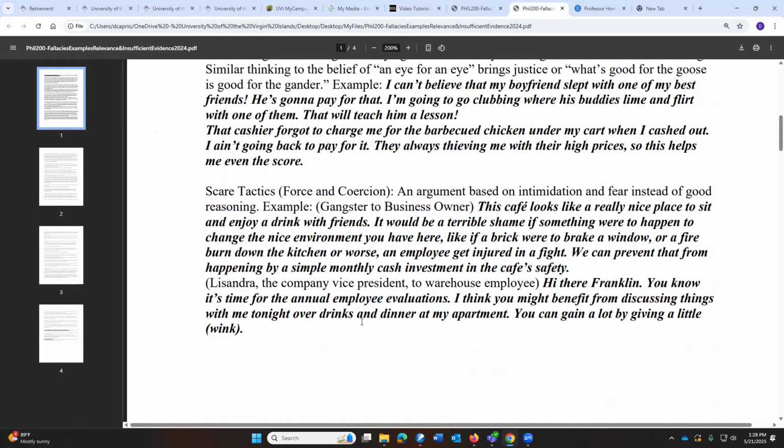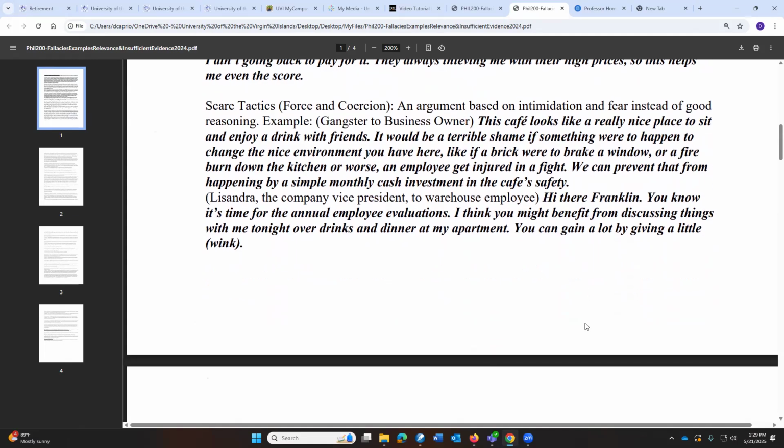where you have this quid pro quo. That means you give and you get, and I get and you give kind of thinking in our mentality, in our argument. It's not very fair to Franklin that he has to go and fool around with his company vice president in order to get a good evaluation, right? But of course, Franklin may decide to do it anyway because he wants a good evaluation. So while it may sometimes be effective, it's definitely not good reasoning. And in this case, with Franklin and Lysandra, it is also against the law. Lysandra could be in a lot of trouble if Franklin decides to blow the whistle on her.